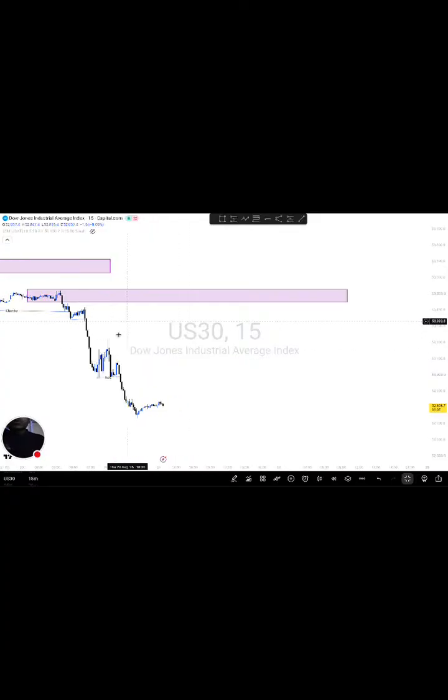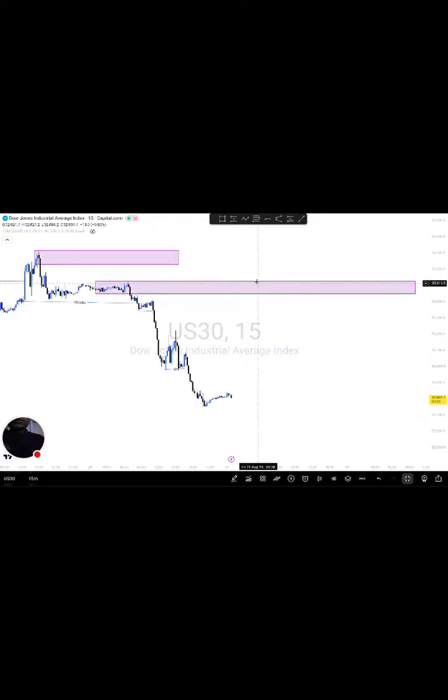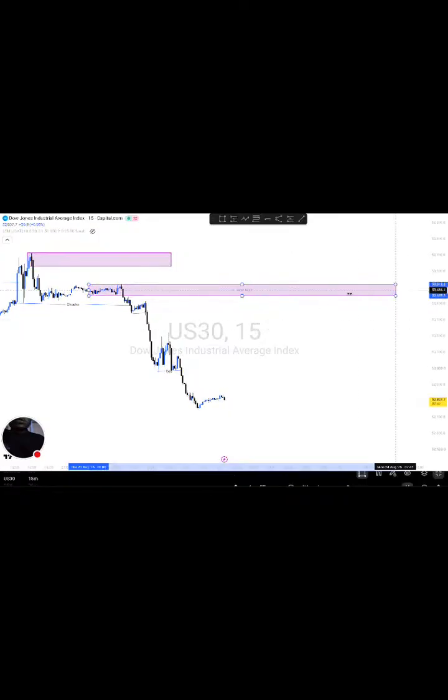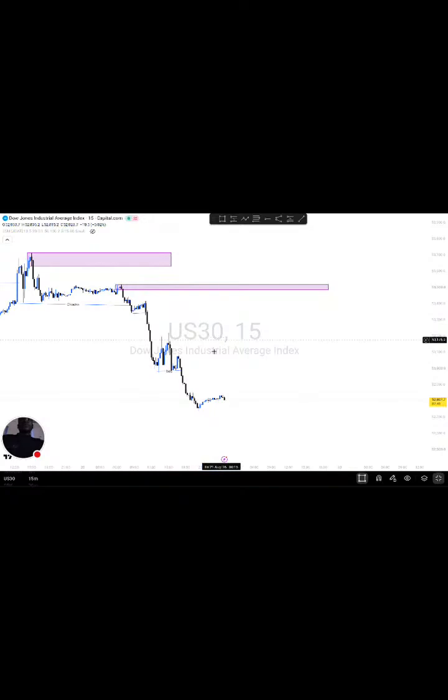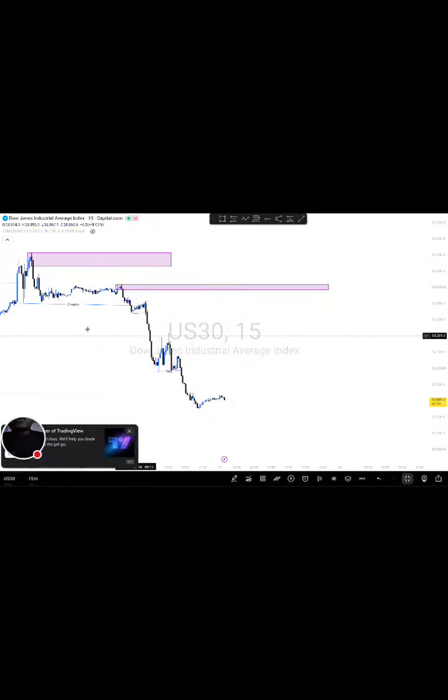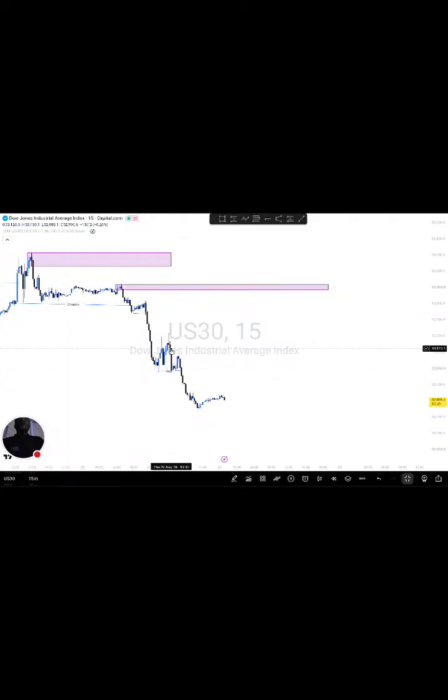So we have to make this other block fit the other block in our current time frame. After this, we map out the changing of character and the breaking of structure. And you can see that this other block around here has a breaking of structure. It has a changing of character, so it leads to a changing of character.